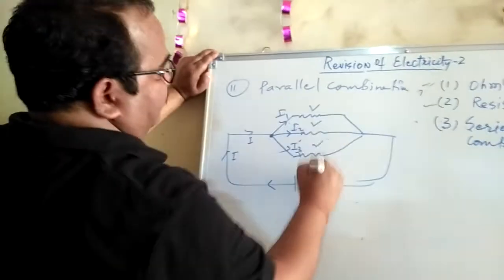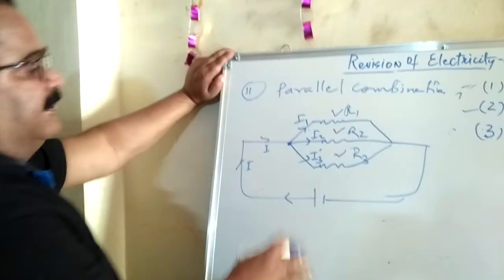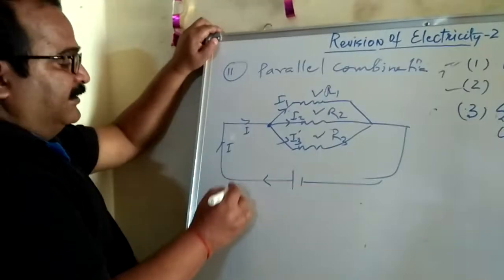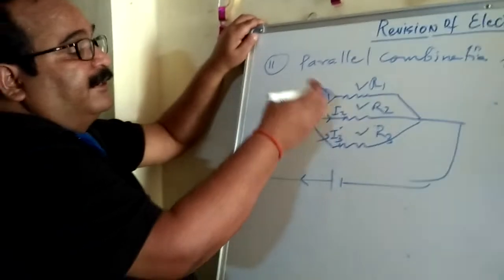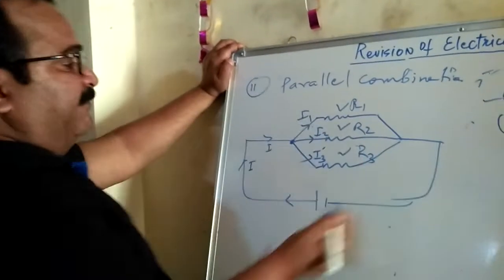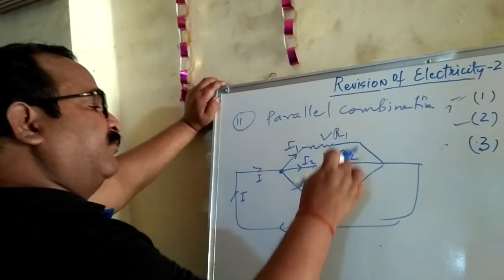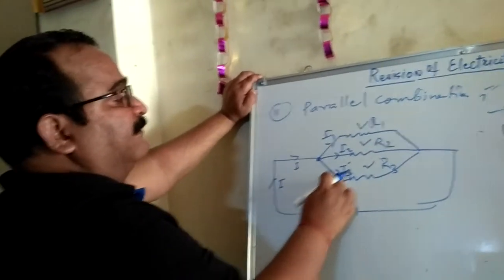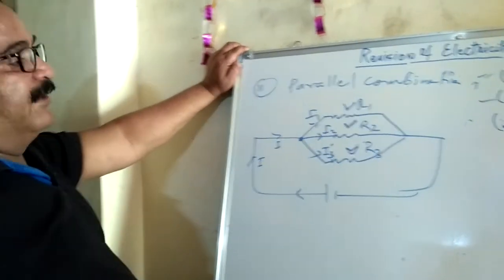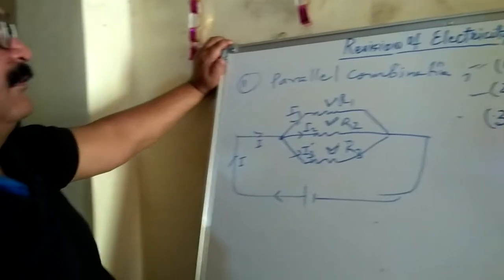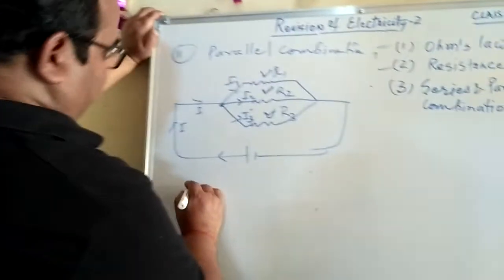So there are three resistors R1, R2 and R3. They are connected in a parallel combination, where the main current is distributed along the resistors in a different way. When the current flows, along R1, R2, R3 the current is different, but the potential is the same. Here is V, here is V, here is V. So these are the features of the parallel combination.